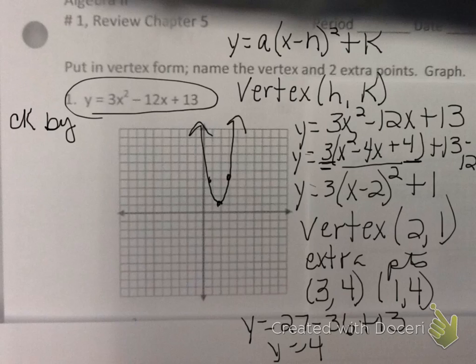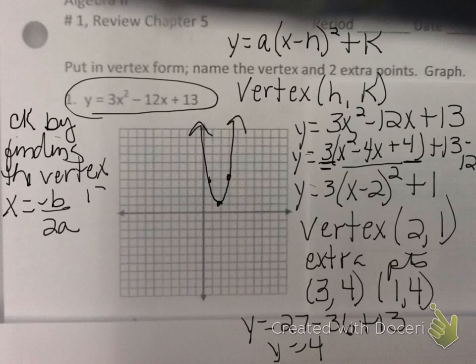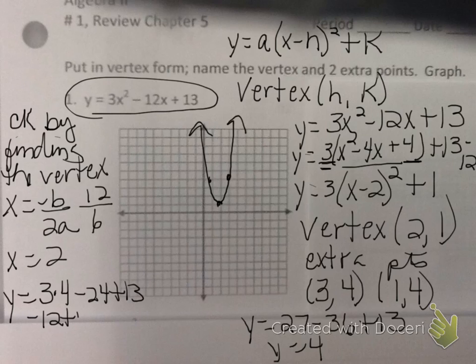Now another way you could check is by finding the vertex using the formula x equals negative b over 2a. This is a way that you can check to make sure that you put it in the vertex form correctly. So when you do that, you get x equals 2, plug that into the equation, and you get y equals 1. So that is the vertex (2, 1).